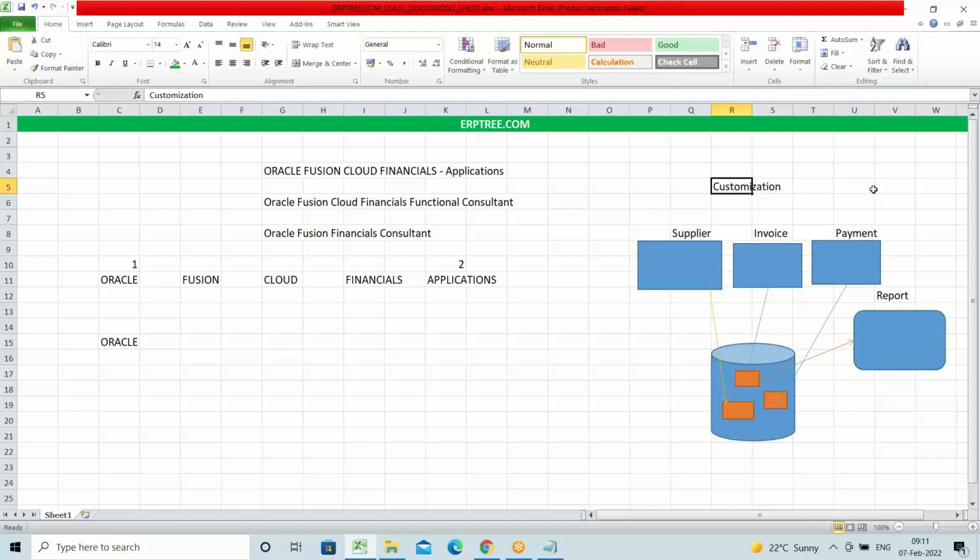Any other questions? Okay, no. Now let's talk about what it means by financials.